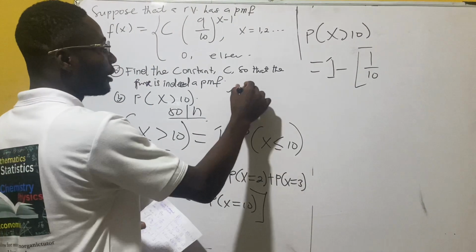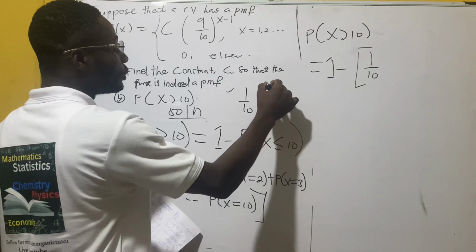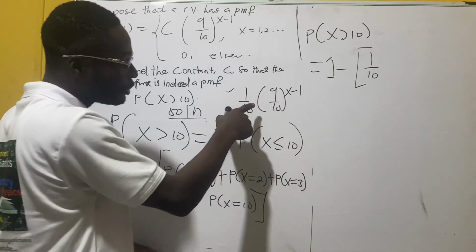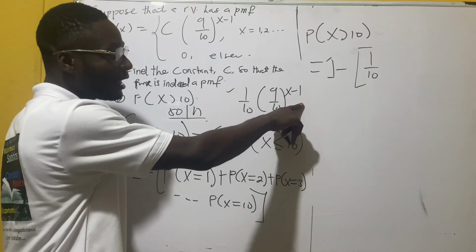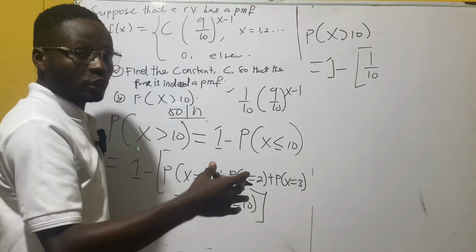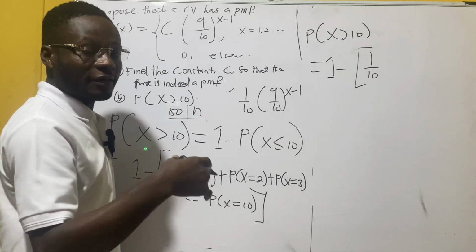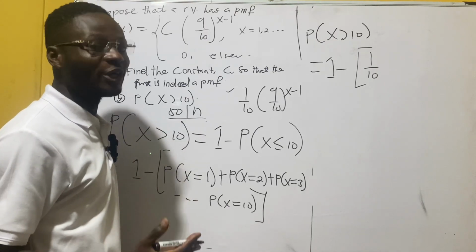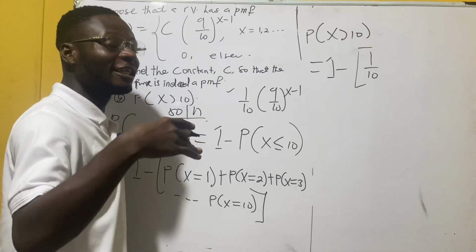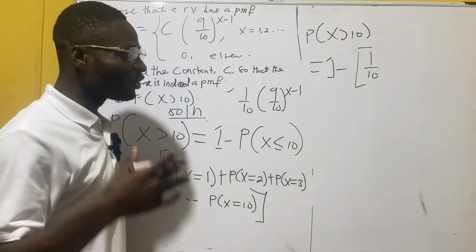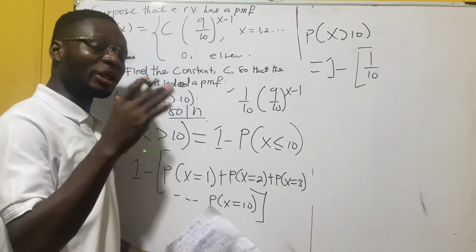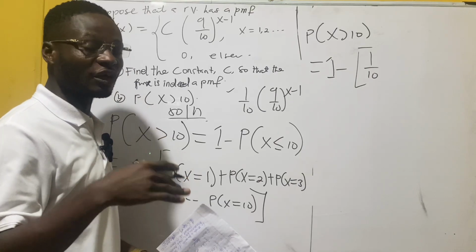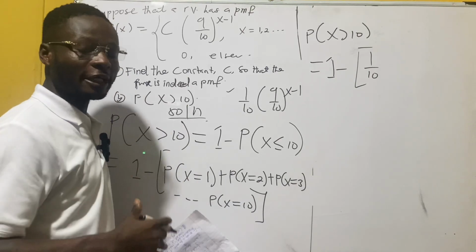You know the function we had, 1 over 10 into 9 on 10 exponent x minus 1. So now we are coming to substitute x equals 1, x equals 2, x equals 3, x equals 4, up to x equals 10. See the workload. Imagine doing x greater than 10. It's going to be very tough. That is why we break it to have probability of x less than or equal to 10. Then we take the complement.